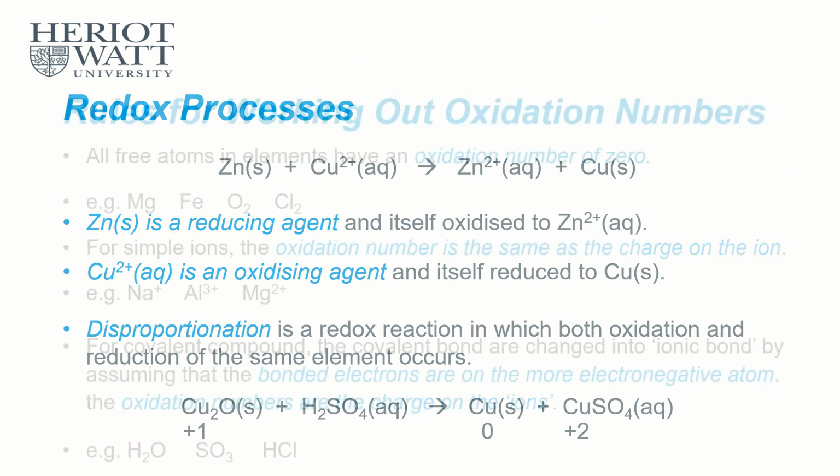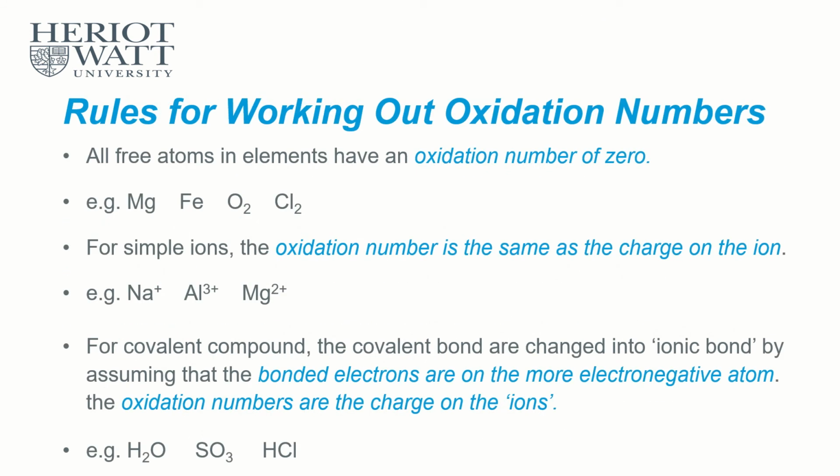All right. Now, rules for working out oxidation numbers. Now, very simple. The first rule is all free atoms in elemental state have an oxidation number of 0. Like I mentioned, magnesium is a solid, so magnesium is 0. Iron is a solid as well. Under solid state, it is 0. Oxygen is a gas, O2 gas, 0. Chlorine is a gas, Cl2, 0. So the oxidation number for an element is always 0.